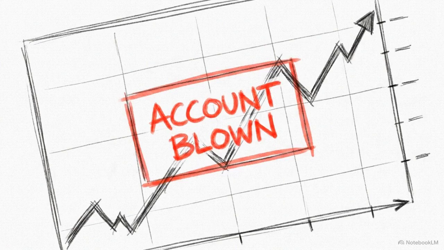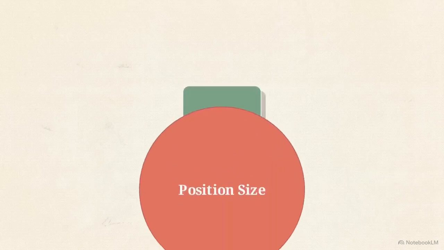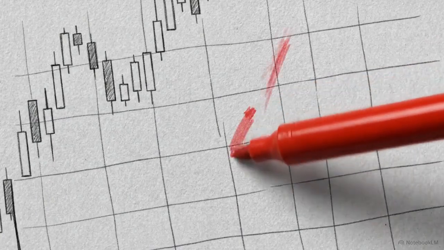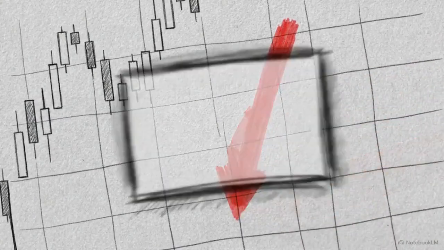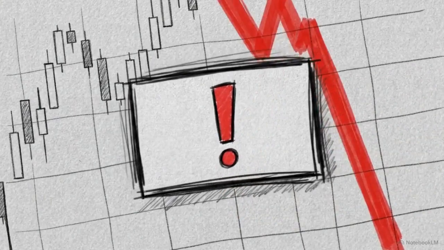Let's start with a hard truth. Most traders don't fail because they pick the wrong direction on a chart. They fail because their entry is simply too large for their account. A 50-pip move against a micro lot is noise. That exact same move against a standard lot on a small account is a margin call.